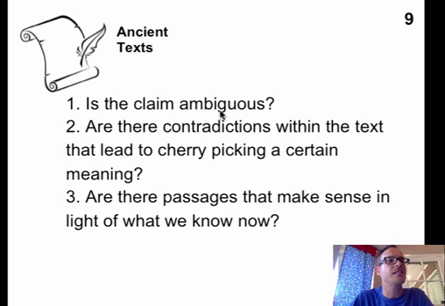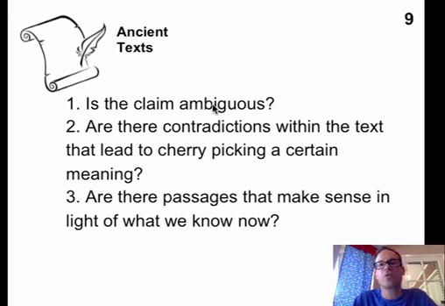The first one is, is the claim ambiguous? Meaning, does the claim have more than one meaning? So this comes up sometimes when you are translating an ancient text from one language to another, and it's not quite clear which word you should use. That's why you have hundreds of different translations of something like Plato's Republic, because it can get a little gray when you're translating from ancient Greek, right? Exactly what do you mean here?